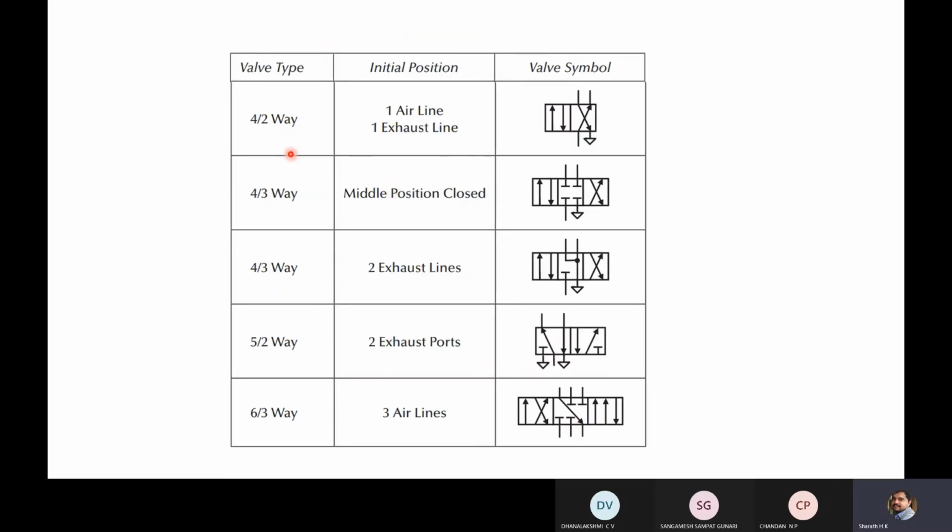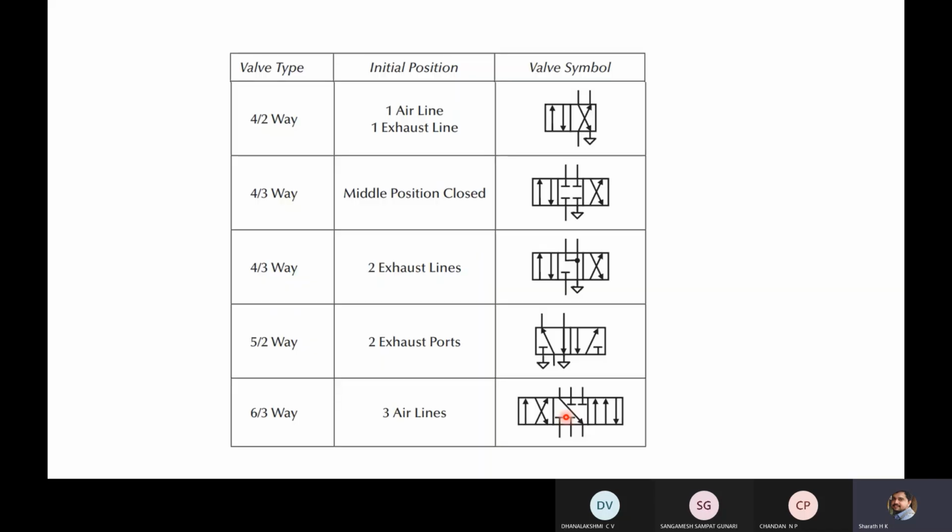Next 4/2 way valve. Here there are 4 ports and 2 positions. 4/3, 4 ports and 3 positions. By default initially, this position is actuated. Next 4/3, by default this position is actuated. Next 5/2, by default this position is actuated. Next 6/3, by default this position is actuated. So like this we represent directional valves.